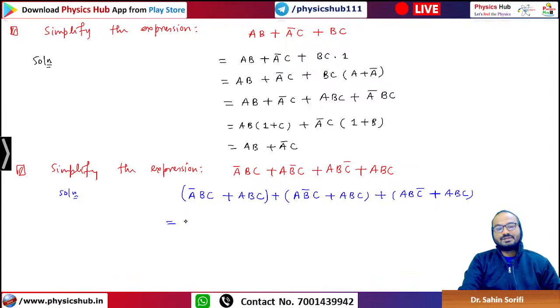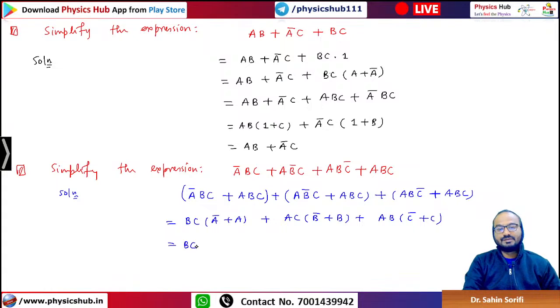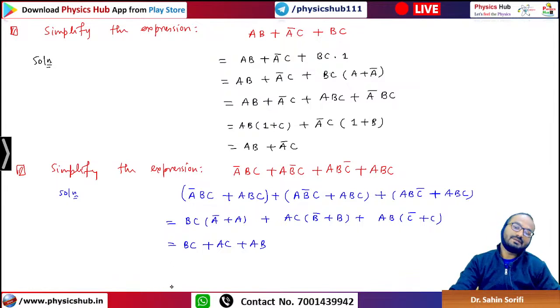So from the first expression we can take BC common, and we have A complement plus A. In the next, we can take AC common, B complement plus B. From the last one, we can take AB common, C complement plus C. So we have BC plus AC plus AB. Okay, this is the simplified form. Clear?